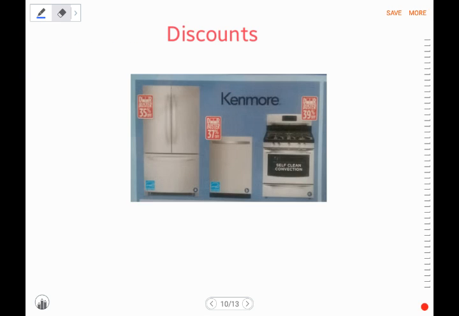Here's another good example. We often see percents used in the case of stores putting things on sale and giving a discount as a percentage off of the original price. So in this case, the refrigerator is 35% off, which means you don't pay 35% of the original price. You're going to pay the other 65%.